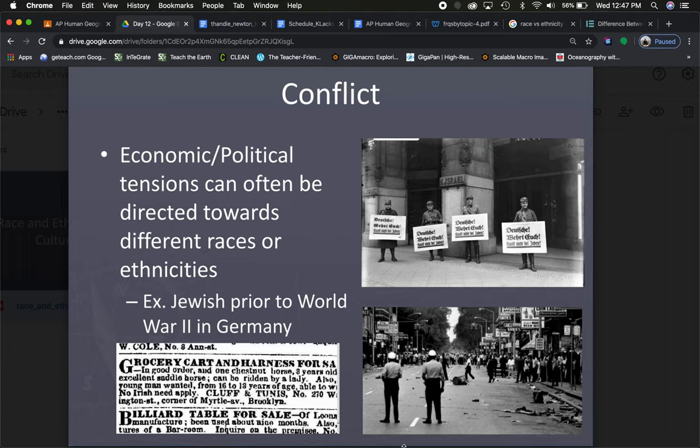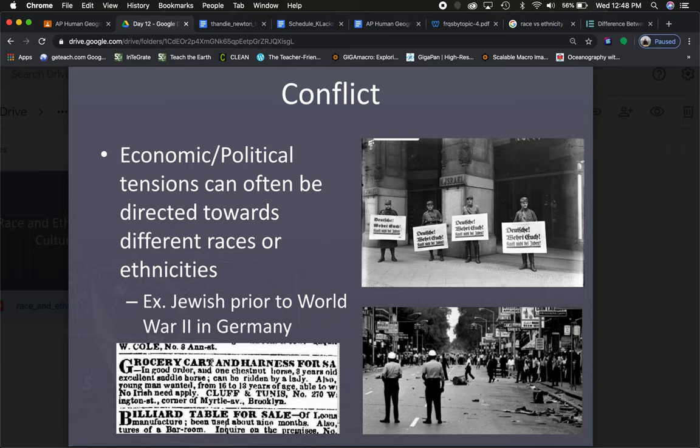Grocery cart and harness for sale. Okay, in good order, and one chestnut horse. 8 years old, excellent saddle horse, can be ridden by a lady. Also, young man wanted, from 16 to 18 years old, able to ride. No Irish need apply.